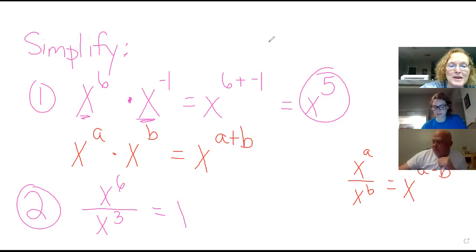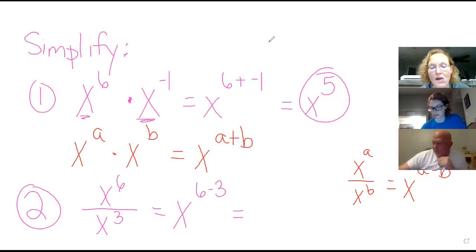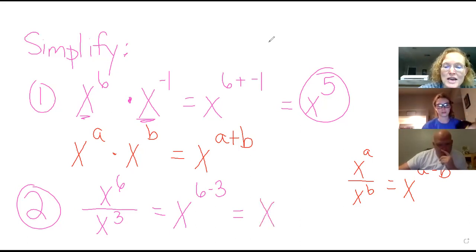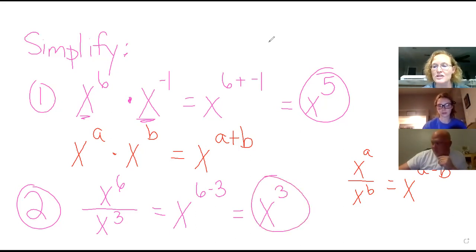So this is going to be x to the 6 minus 3. Remember, it always has to be the number that's on top minus the number that's on bottom. Remember, you can't flip them, and that is the most common thing that students do, is they think that that's interchangeable. It always has to be the top number minus the bottom number. And so then you do have to simplify that. So 6 minus 3 is equal to 3. And so my answer is just x to the third.